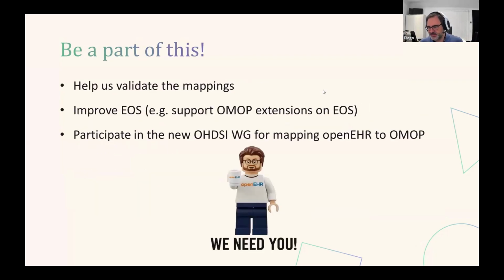But in general, my message for today will be: be part of this. This is an open source tooling. The mappings are already open and just need to be validated. So please review them, help us validate the mappings. We can improve EOS in any kind of need you have. For example, if you need support for an OP extension or some use case we haven't thought about, please let us know. Create an issue in GitHub and let us know.